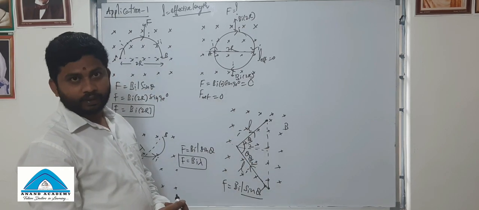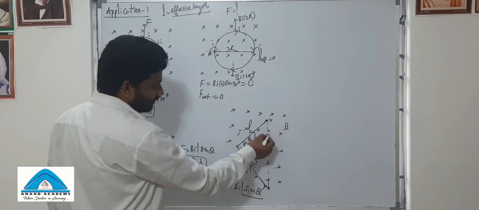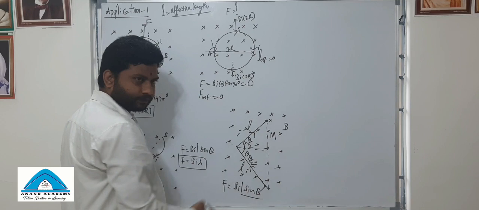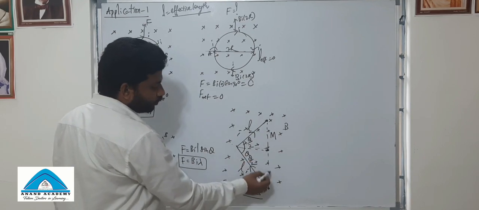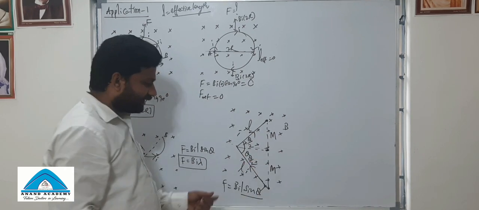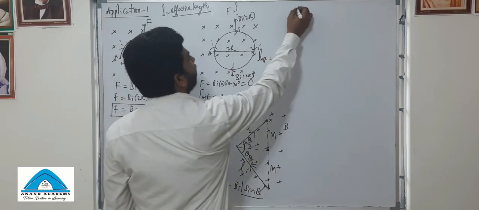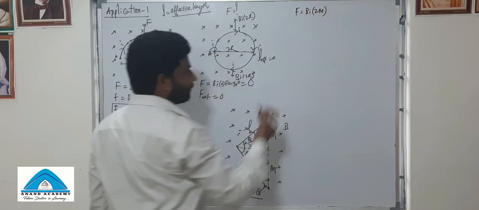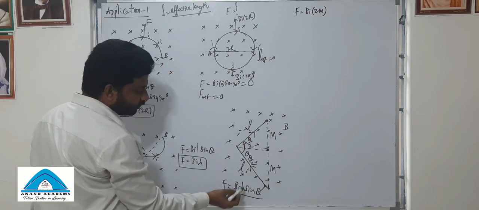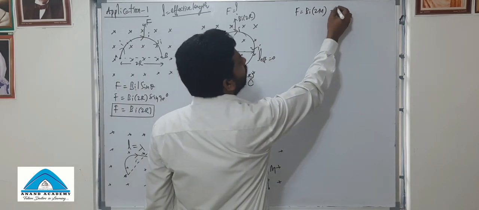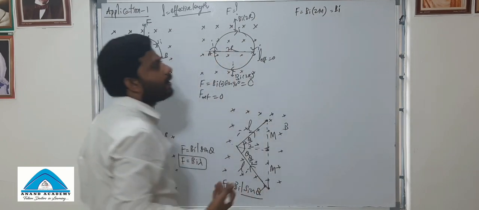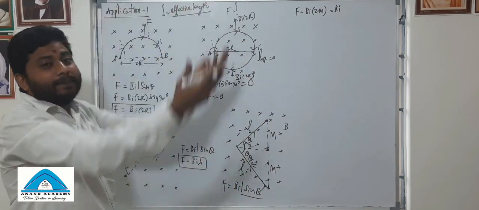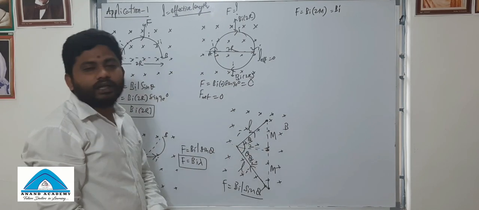It's L. So imagine this is some M. This length is M. And definitely this length is also M. So we need to find that 2M. So F is equal to BI into L, which is 2M, into sine 90. So it is BI into 2M. What is that 2M we need to find out? To find the 2M, first find M. Any one triangle you take.